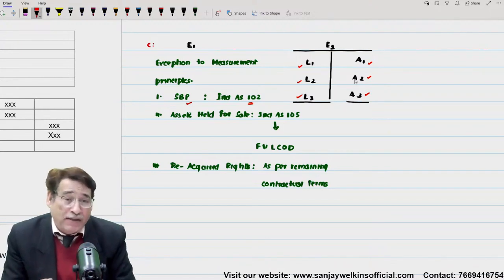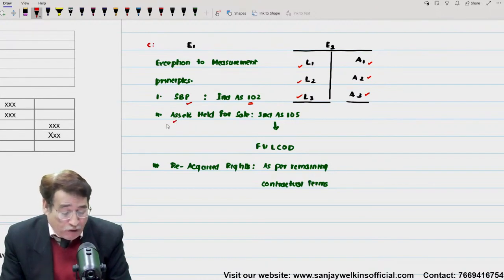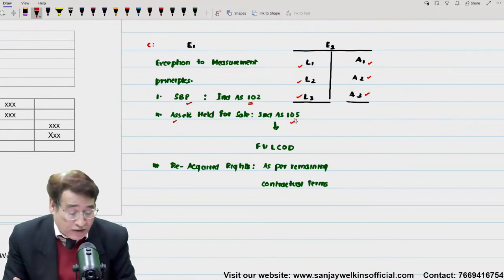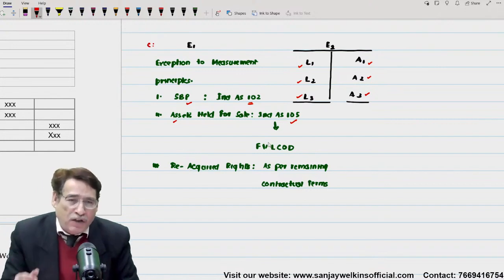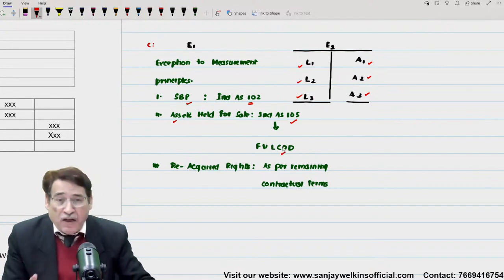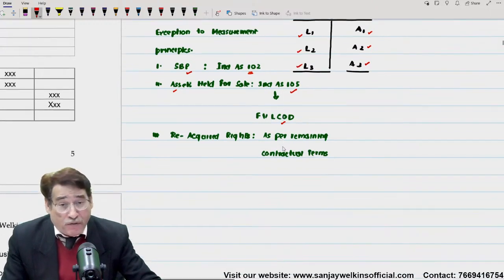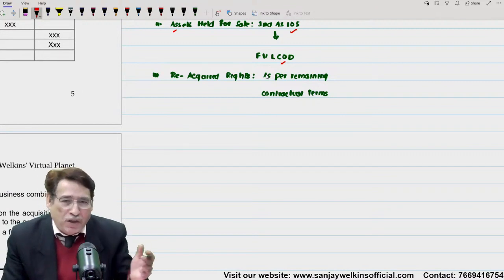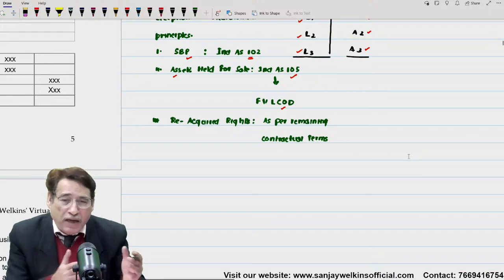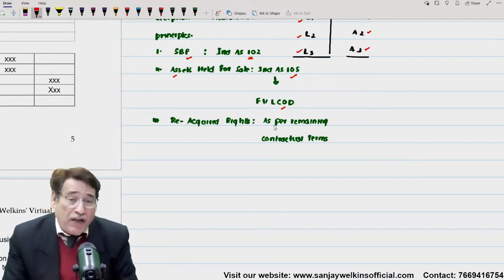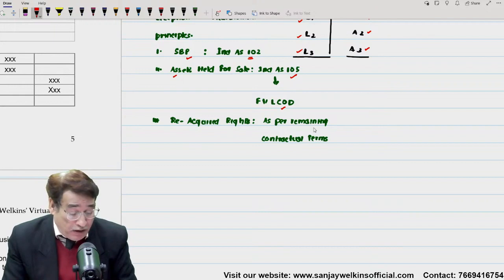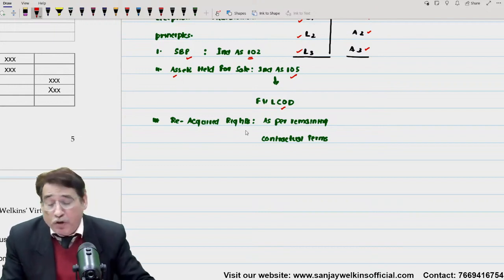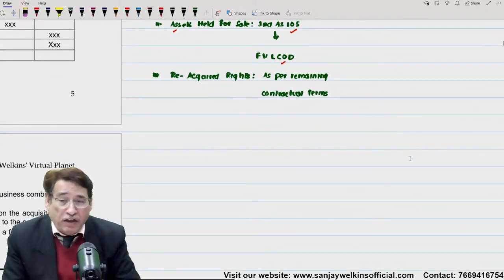Similarly, there might be some assets which are meant for sale. So such assets, known as assets held for sale, are recorded in the light of Ind AS 105. And Ind AS 5, you will study later on, states that such assets should be recorded at fair value less cost of disposal. And then regarding what we call reacquired right, we might have given them some rights, and now because we have taken over the control of that particular enterprise, those rights have come back to us. So such rights will be measured as per the remaining contractual terms. Correct? Up to this particular stage, I think we had finished in the last session.